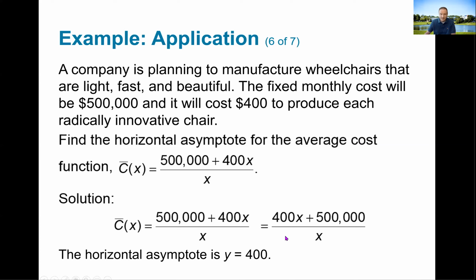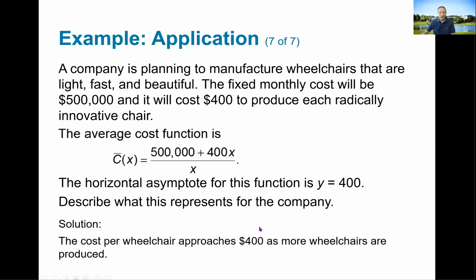And all that means is that the average cost per wheelchair can never even hit 400. It can get gradually closer and closer to 400 as you increase more and more wheelchairs per month, but it's never going to hit 400. It'll just approach it from above. So that's what this is saying. The cost per wheelchair approaches $400 as more wheelchairs are produced. But remember, it'll always be slightly more than that.